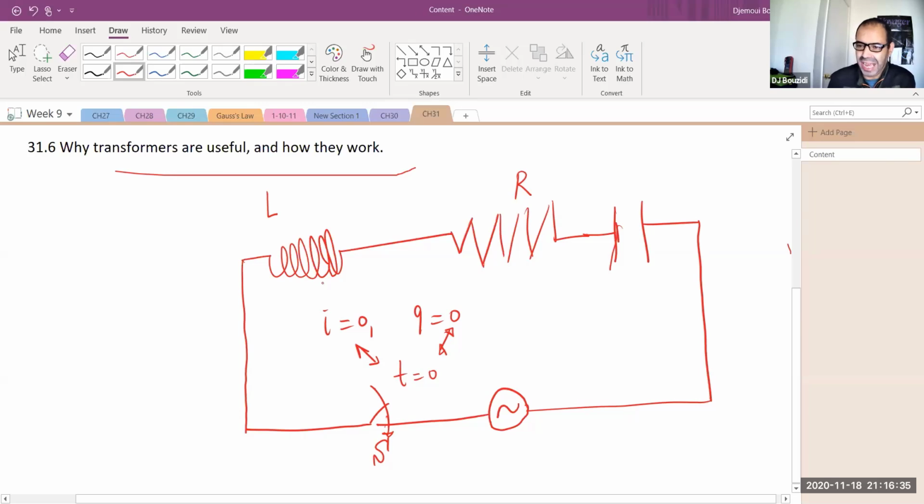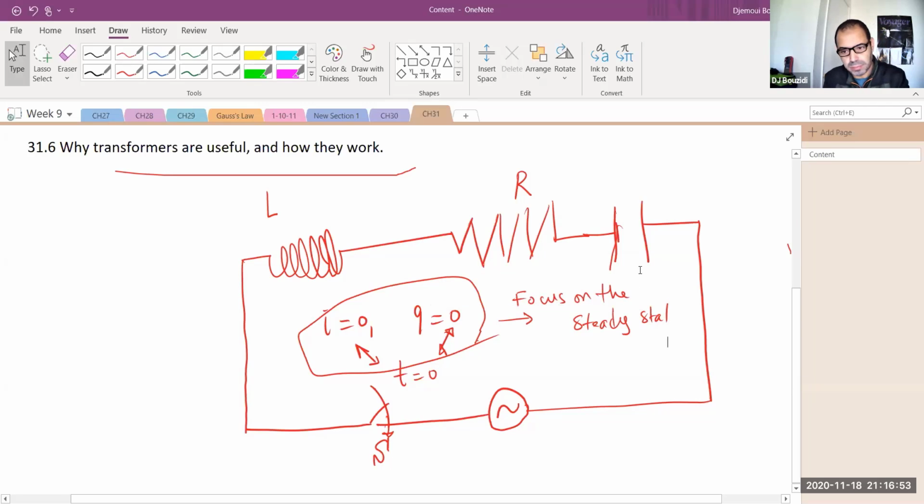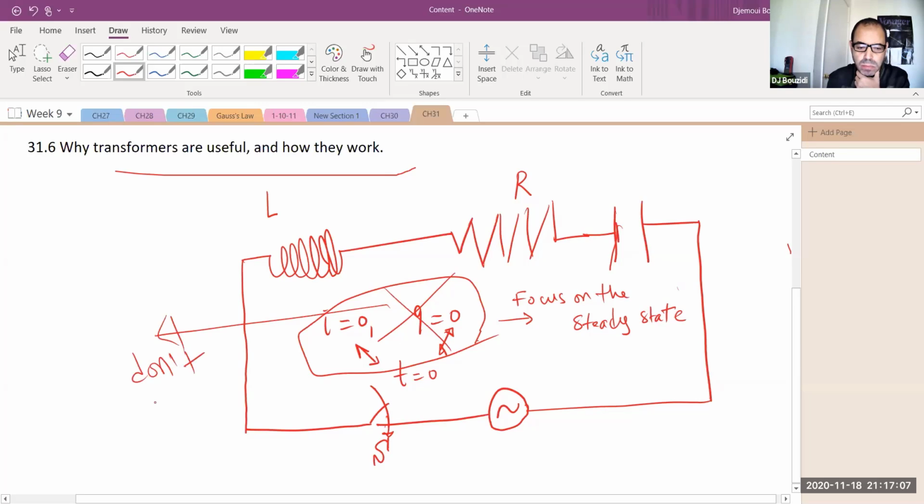It doesn't matter really if it had it or did not have charges, because what we're going to do in here, we're going to focus on the steady state. What that means is, when we focus on the steady state, these initial conditions do not matter. Because they will not impact the steady state, they will impact the transient. The initial conditions impact the transient only.